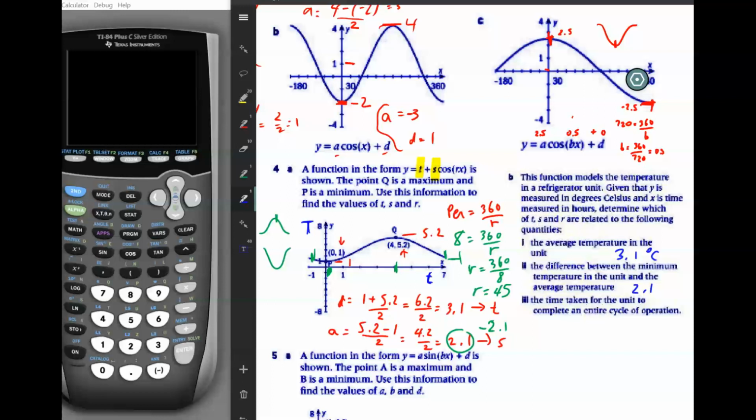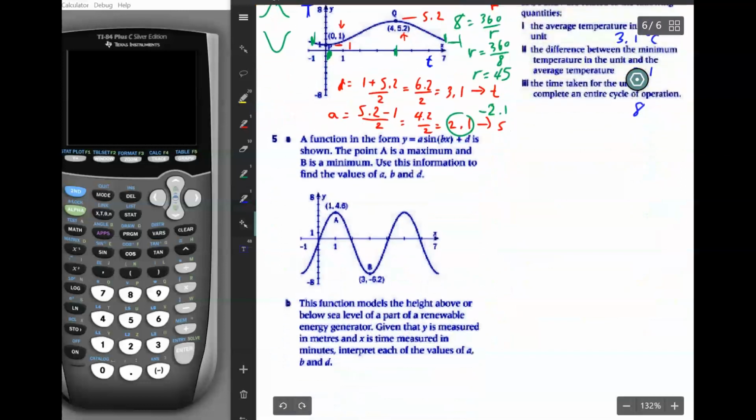The time taken for the unit to complete an entire cycle of operation would be equal to the period. And we calculated that the period was 8. Okay, so that's it for that problem. Let's go to the last problem.